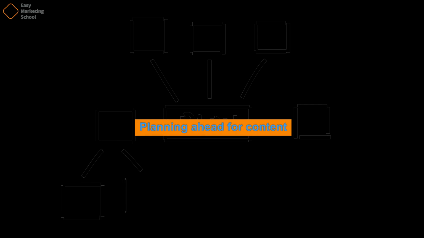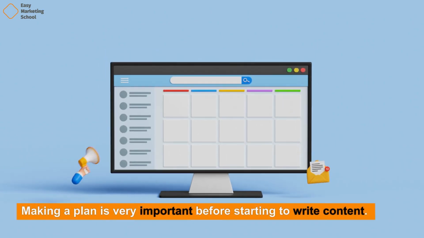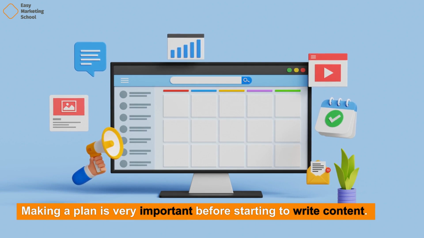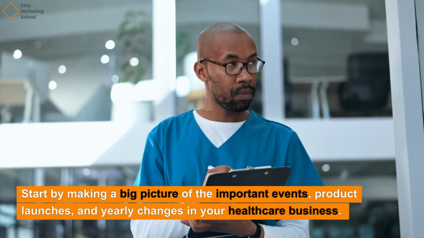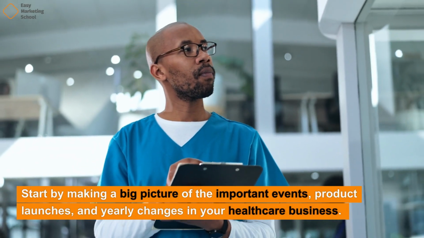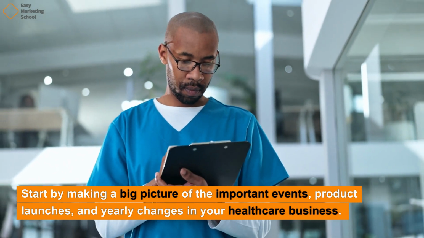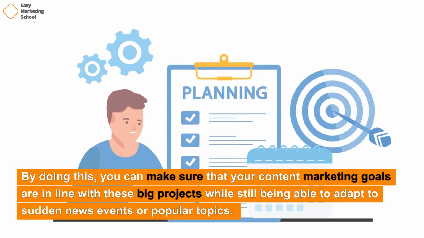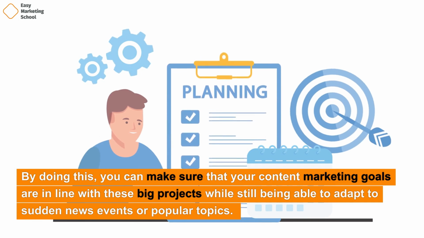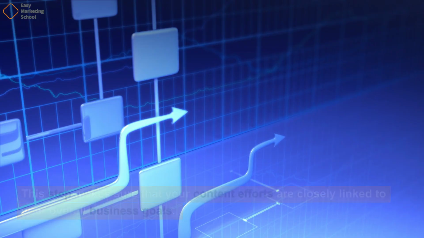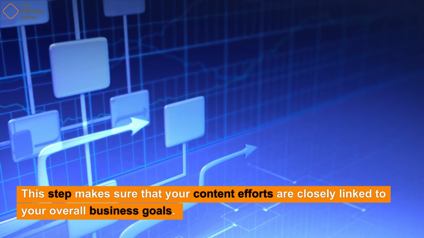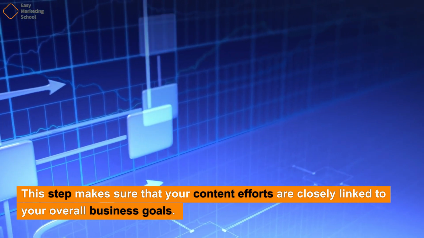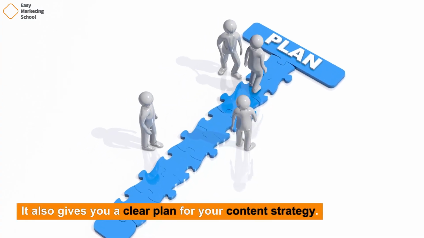Planning ahead for content. Making a plan is very important before starting to write content. Start by making a big picture of the important events, product launches, and yearly changes in your healthcare business. By doing this, you can make sure that your content marketing goals are in line with these big projects while still being able to adapt to sudden news events or popular topics. This step makes sure that your content efforts are closely linked to your overall business goals. It also gives you a clear plan for your content strategy.